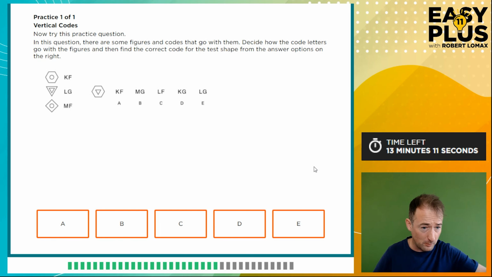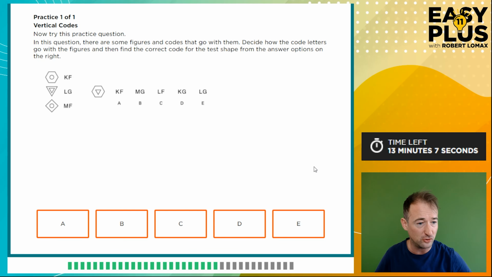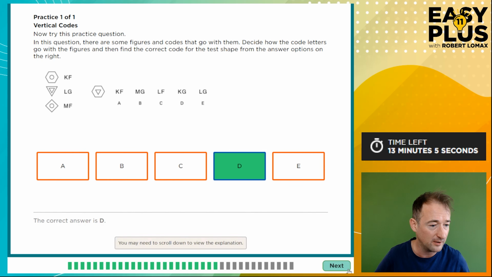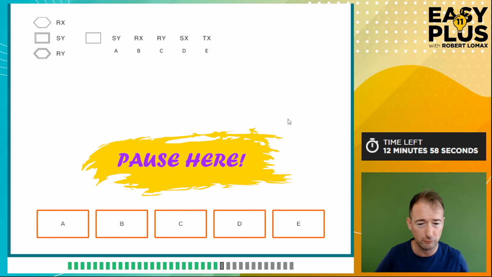Looking back at the examples, outside hexagon is the first one, that's K. So we must be looking at KG, and that is option D. Let's see. Yes, that's correct. Okay, so that's our practice question. We've got the hang of this. Right, end of practice, and now we get into the true horror of it.